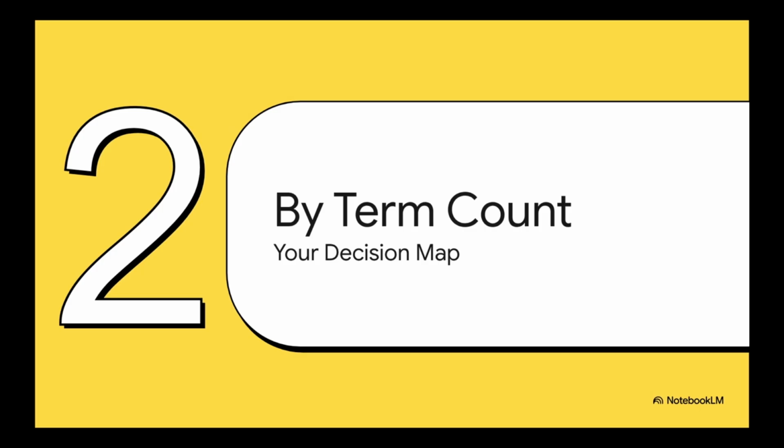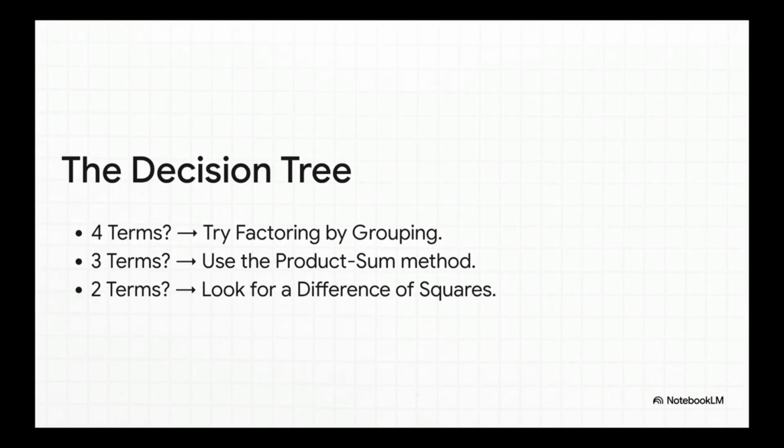So, now what? Well, let's move to the next tool, which is all about counting. You just count the number of terms left inside those parentheses. That number is going to tell you exactly which method to use next. It's like a roadmap. And this is your decision tree. It's really that simple. If you see 4 terms, your brain should immediately think, factoring by grouping. If you see 3 terms, that's your classic trinomial. We're going to use the product sum method. And if you're down to just 2 terms, a binomial, you need to be on high alert for a special pattern called a difference of squares.